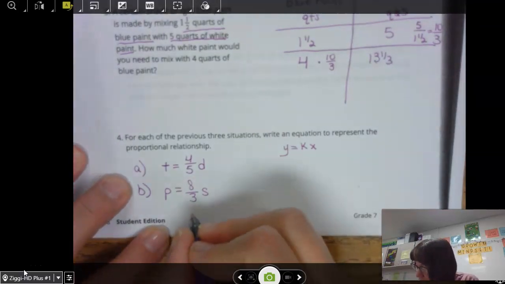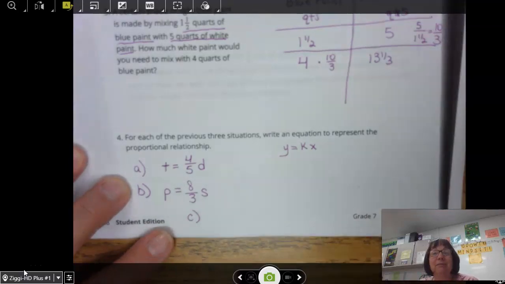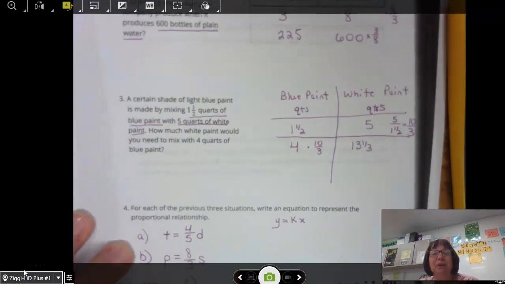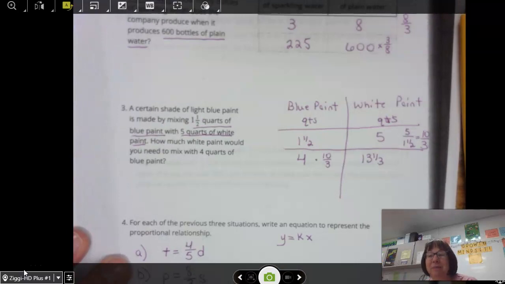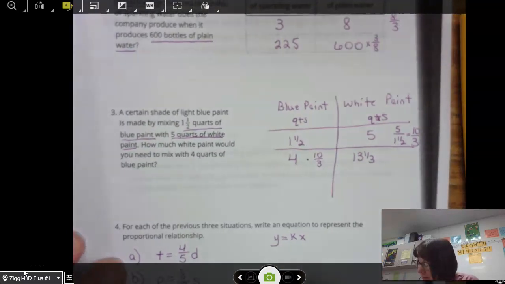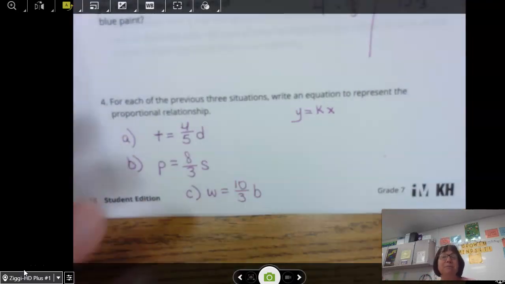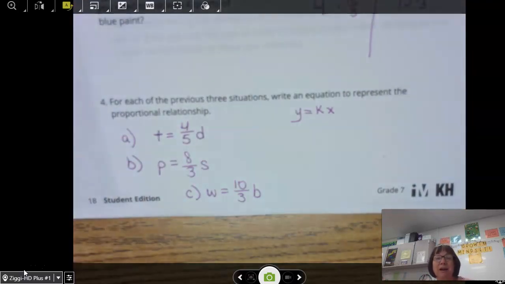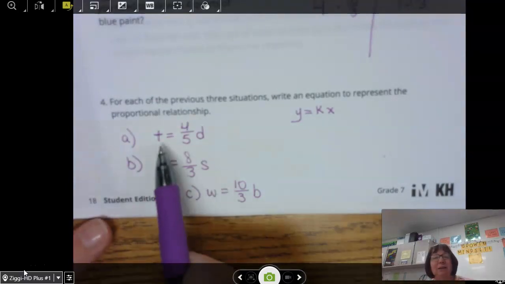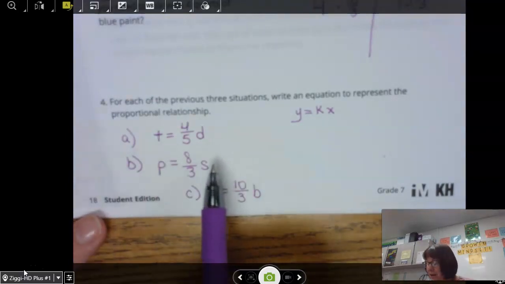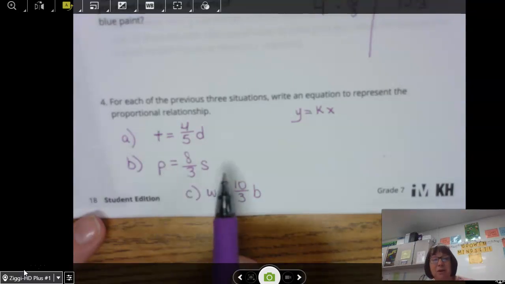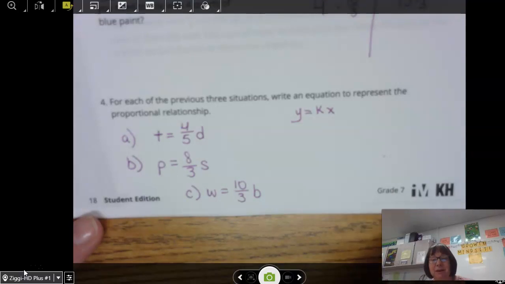And then on the third one, we had blue paint and we had white paint. So the white paint equaled 10/3 times the blue paint. 10/3 times the blue. So y equals kx. In this case, we had time and distance. We had plain water and sparkling water. And then we had white paint and blue paint. That's the W and the B.